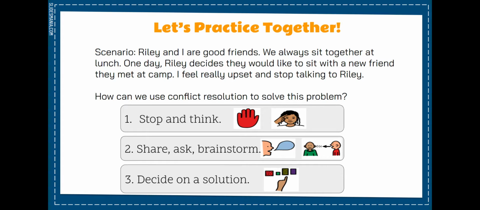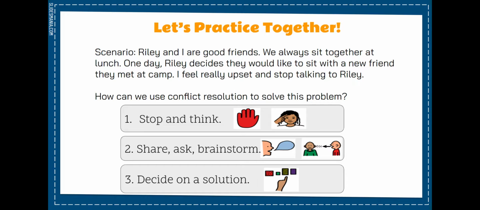Tell your friend how you're feeling using an I statement. I feel hurt that you no longer sit with me at lunch. I know you have a new friend, but I really want to sit with you. Then ask your friend how they feel. Maybe you find out that they actually feel really bad for the new person because they don't have a friend.